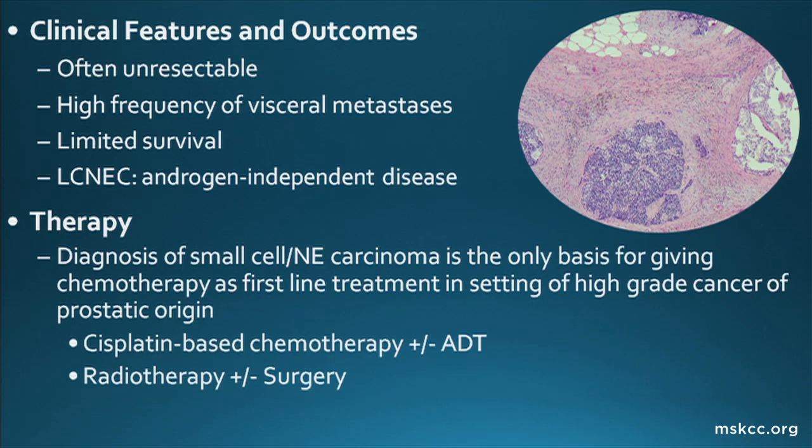Importantly, the diagnosis of small cell neuroendocrine carcinoma is the only basis of giving chemotherapy as a first-line treatment in the setting of high-grade cancer of prostatic origin, as opposed to bladder cancer, okay? Where even for high-grade urothelial carcinoma in an institution such as ours, you'll get a chemotherapeutic regimen that will involve platinum, but the dose-intense type chemotherapy, the pulmonary dosing, in the prostate is only with this diagnosis. I note the plus or minus androgen deprivation therapy, because about 50% of these cases are seen together with prostatic acinar adenocarcinoma.